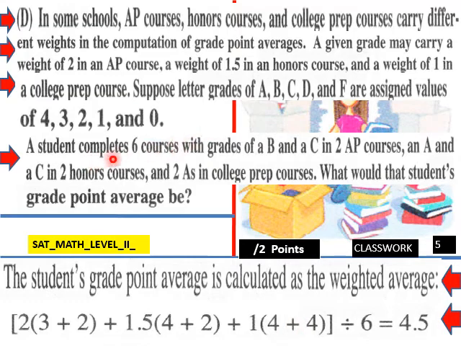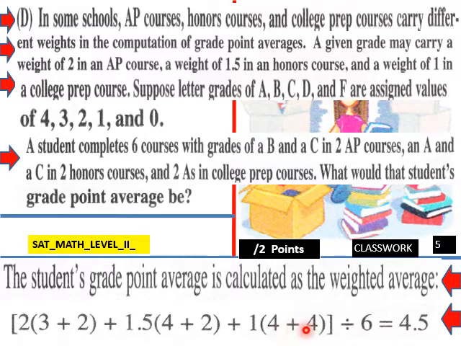Because our weights up here, again, we have a 2 in AP courses. We have a B and a C in 2 AP courses, that'd be here, and then an A and a C in 2 honors courses, that'd be down here, and 2 A's in college prep courses. What would the student's grade point average be here?